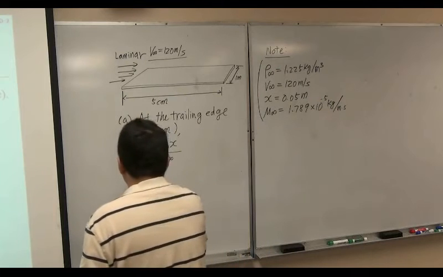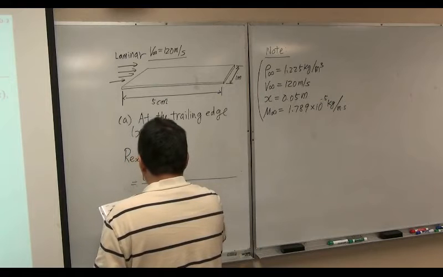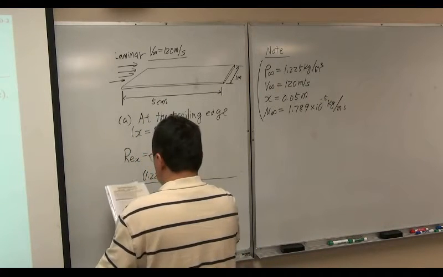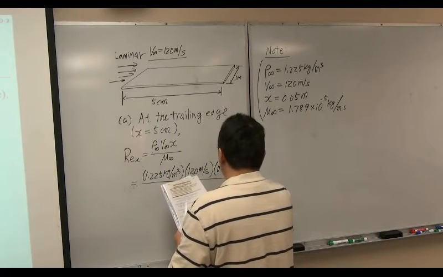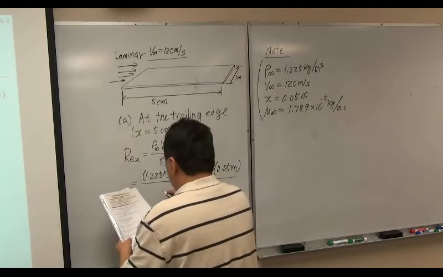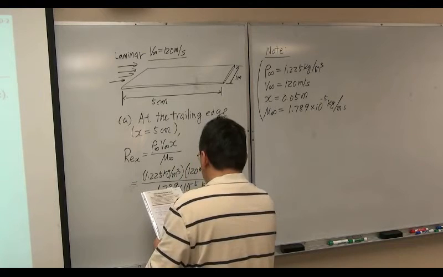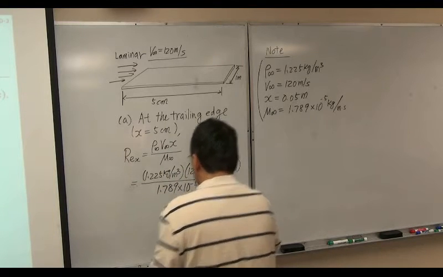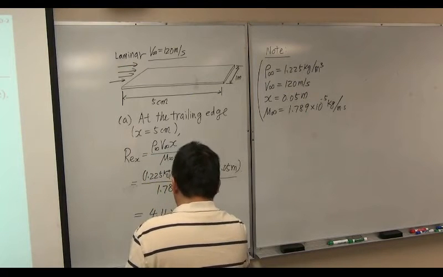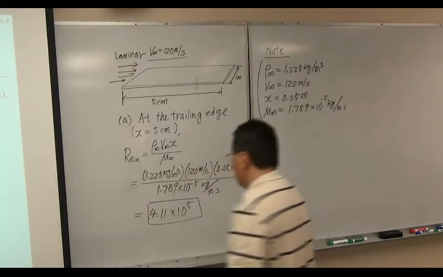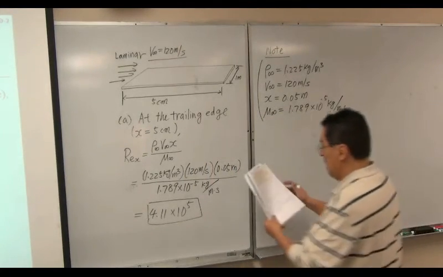So let's just plug in those values here. Density is 1.225 kilogram per cubic meter times velocity 120 meter per second, x is 0.05 meter, divided by viscosity 1.789 times 10 to the minus 5 kilogram per meter second. Reynolds number is 4.11 times 10 to the 5. So this is the Reynolds number at the trailing edge.